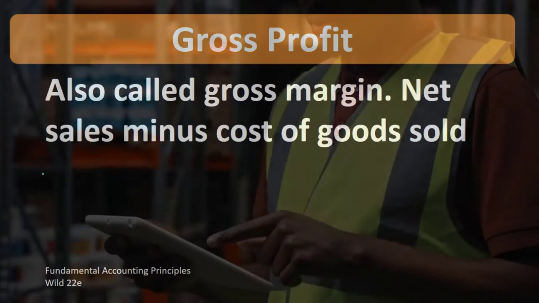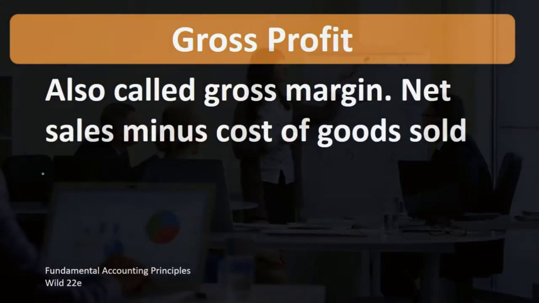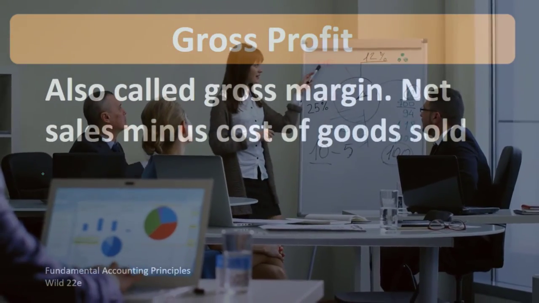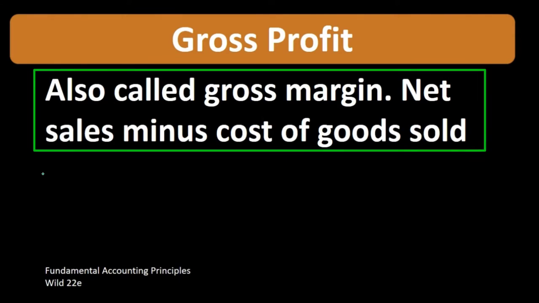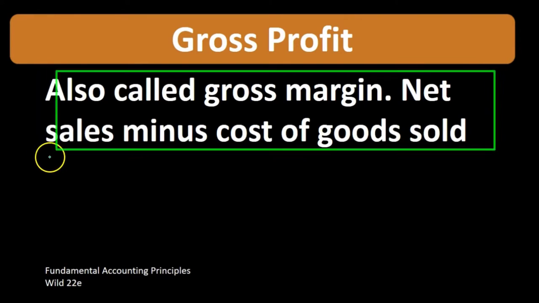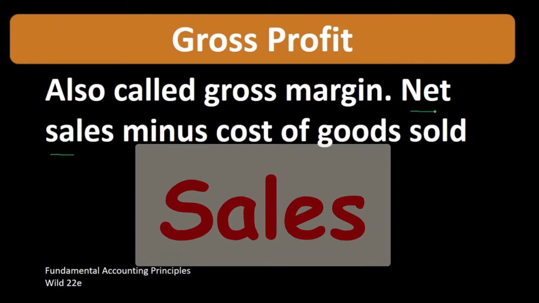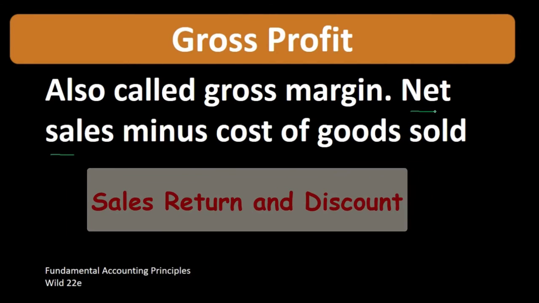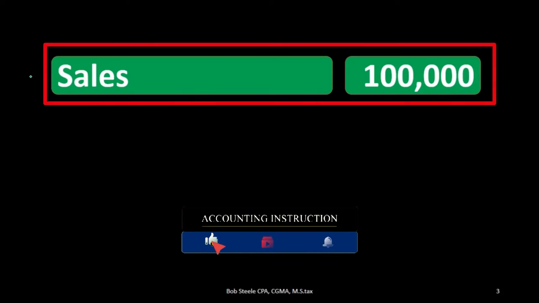have inventory, for example, merchandising companies, manufacturing companies, because we want to see the relationship between the sales amount and the amount of the cost of the goods that we sell. Remember that we're talking about net sales here. That can be confusing because we're not talking about net income. We're talking about net sales, which is really the basic sales number, sales after we take into account sales returns and discounts.